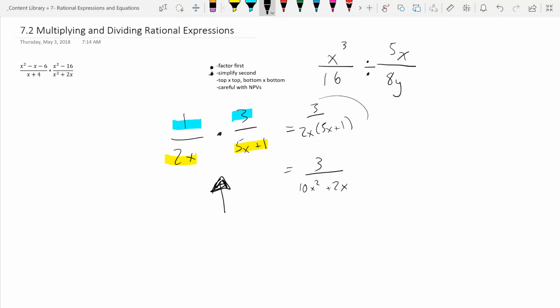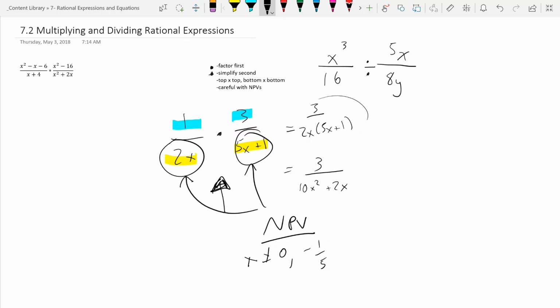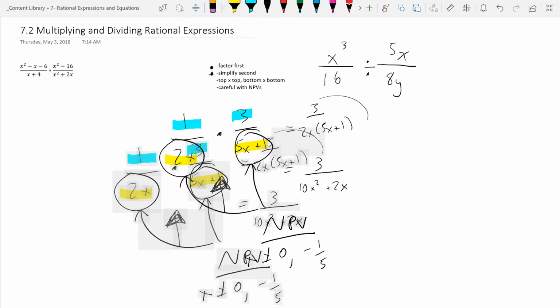because then it's easier to see the NPVs. We have to do the NPVs. You have to do it for each of the original ones as well as whatever's in the final. Nothing changed in the final, so my NPV is going to be x cannot equal 0 or x cannot equal negative 1 over 5 from those two values. So the basic idea with multiplying is top times top, bottom times bottom, and then cancel out anything you can. Now, we're going to look at a little harder one with the division. It gets a little bit weird.